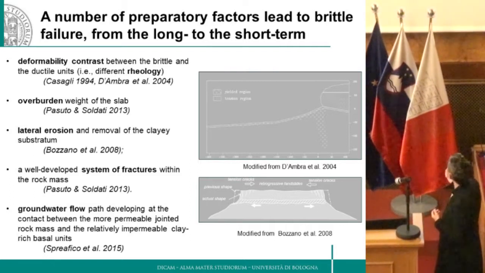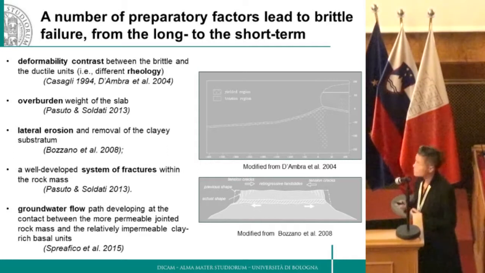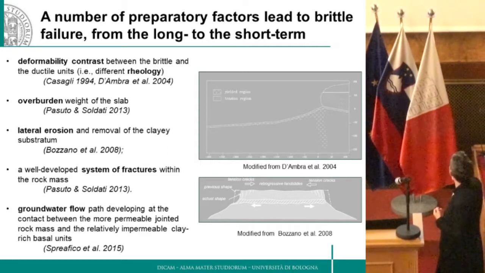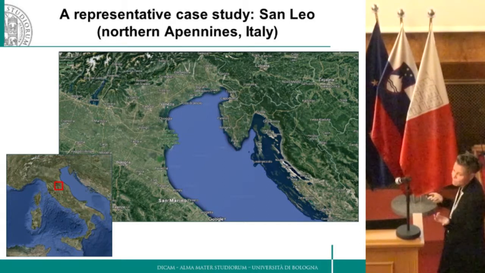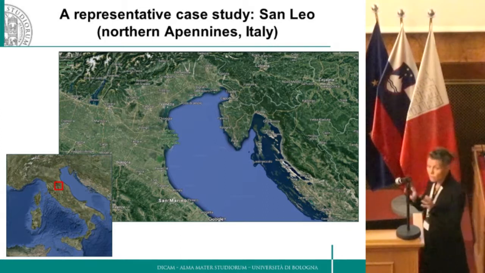So we selected a representative case study. So now we are here in Ljubljana. This is Bologna, which is not my home city, but my university is there. My home city is Modena, which is here. And San Leo is more or less here, so we are in the Adriatic region.